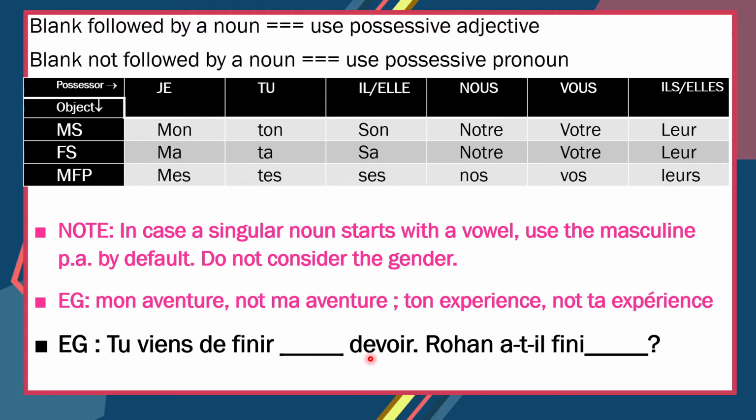Dash devoir. This is a noun here, so you have to use an adjective in this blank. Now, how do you decide which adjective? Look at the possessor, which comes at the start of the sentence. Who's the possessor here? Tu. So you are looking in the tu column. Then look at the object: devoir, which is homework, masculine singular. So you are looking in this row. Where do the rows and columns meet? In the tu column, you're looking at the masculine singular row. It is ton. So your answer for this blank will be ton. It's as simple as that.